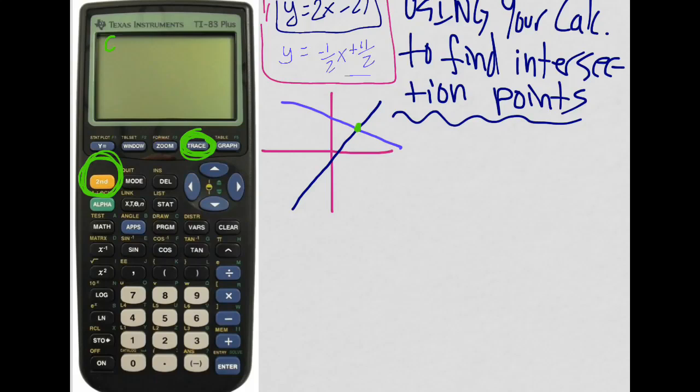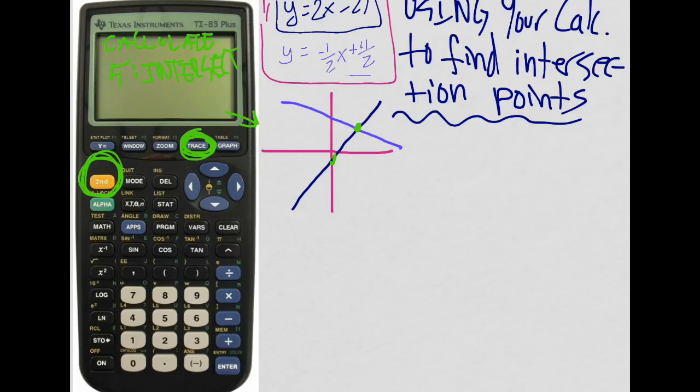That gives you your calculate screen, and then you have a bunch of different options. We want to choose option 5, which is intersect, because we want to find this intersecting point. So choose 5. It will then take you back to your graph, and it will look like nothing has happened. But on the bottom, it will say first curve with a question mark. It's telling you to tell it what two graphs you want to find the intersection point of. You'll notice there'll be a little cursor on your graph.